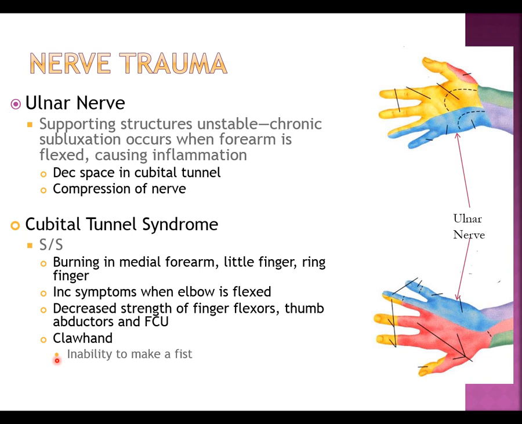And then claw hand. Claw hand is going to be a result of ulnar nerve trauma where it's not working correctly, and basically its inability to make a fist. Your fingers are not going to be able to curl around. And again, we'll go into claw hand more next chapter as well.